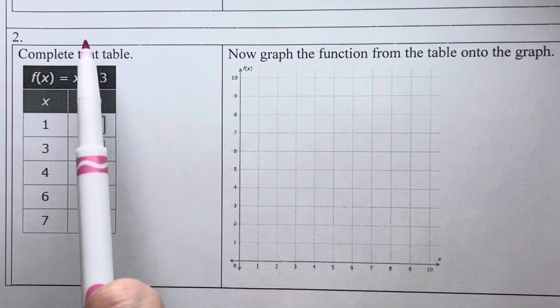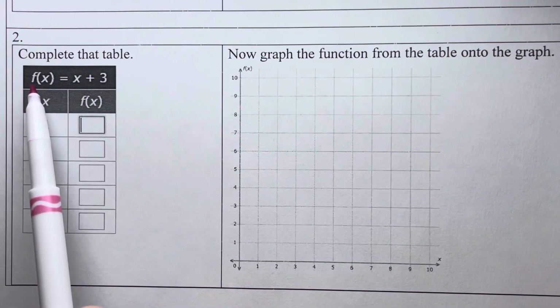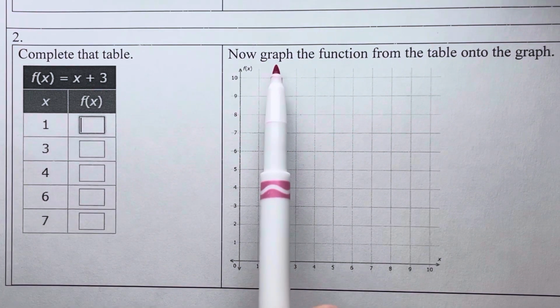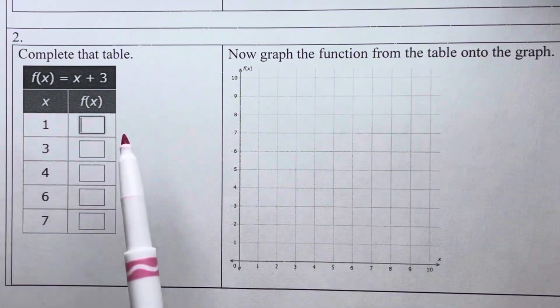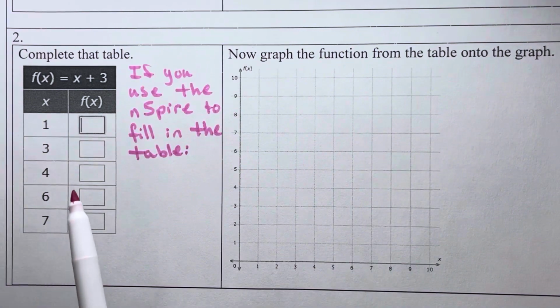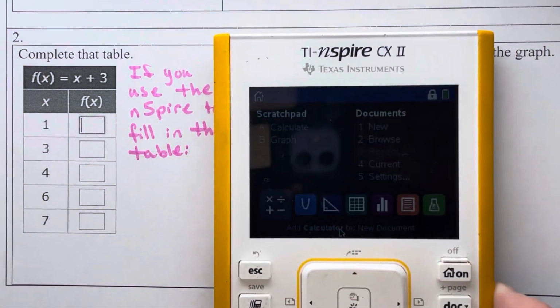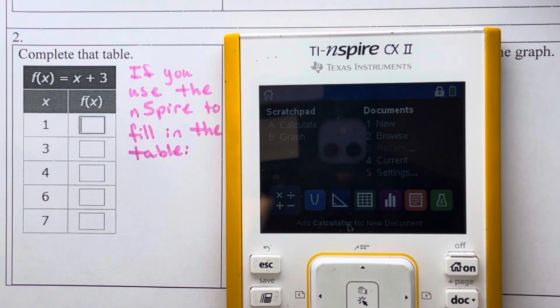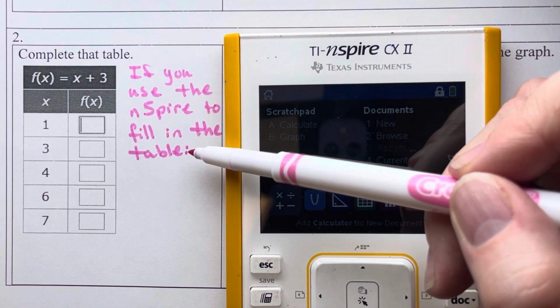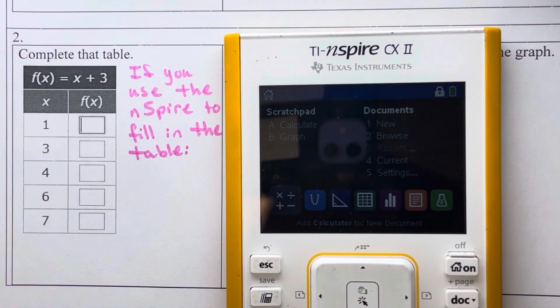Example 2. We are going to complete the table where f of x is equal to x plus 3, and then we are going to graph the points from the table onto the given coordinate plane. In this particular example, I thought we would use the TI-Nspire to help us fill in the actual table. And in doing this, we have to remember just a couple of steps that were discussed in the introduction.